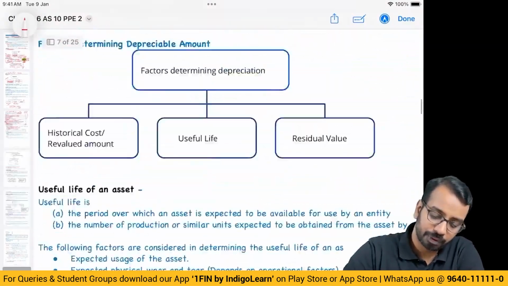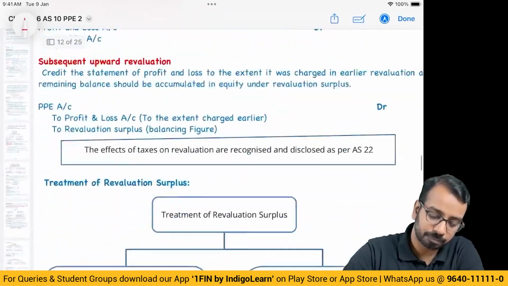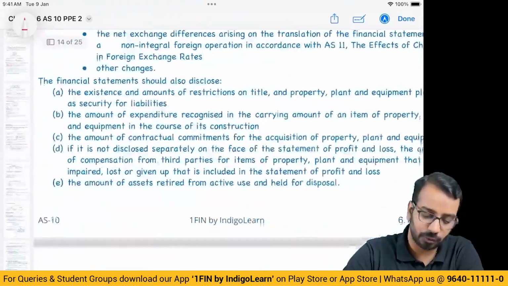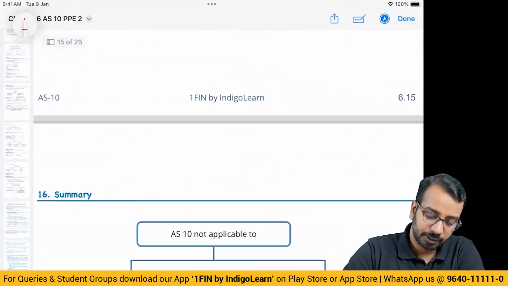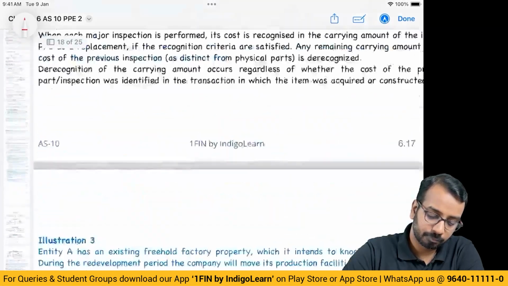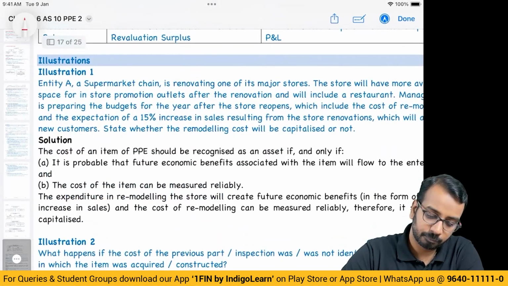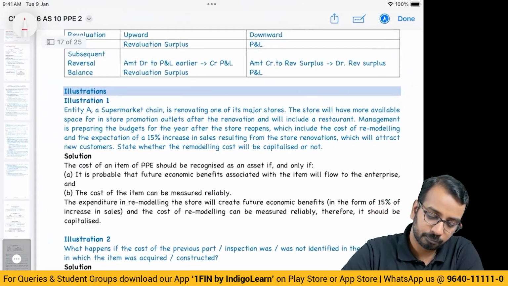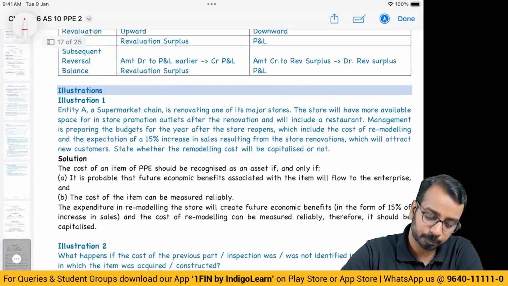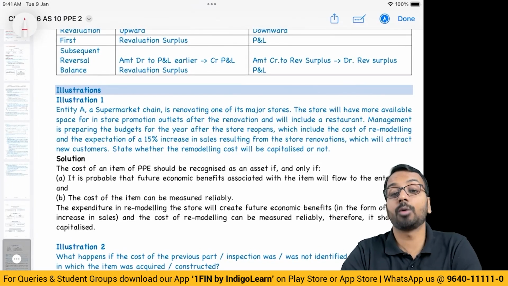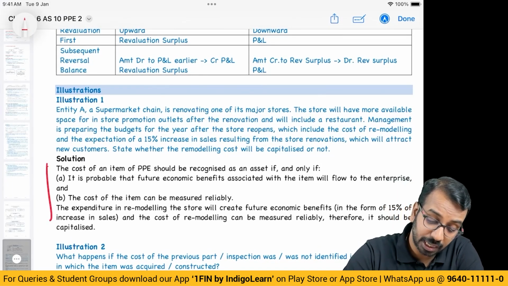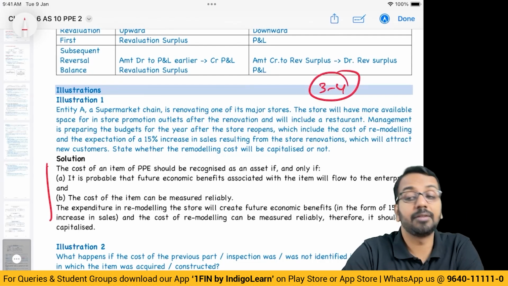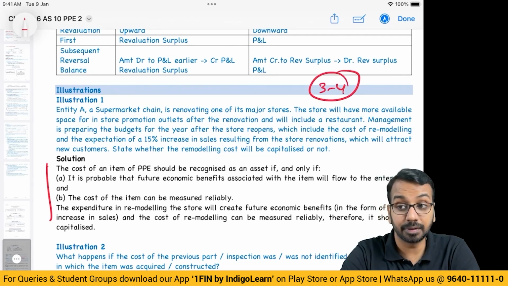Now what we'll do, we'll take up a couple of questions on whatever we have done so far. How to answer, especially theory questions. See, these are 3 to 4 mark questions easily for an examination, and it is very, very important.